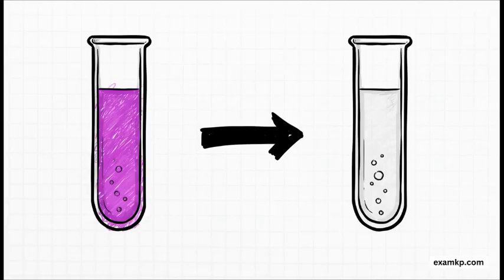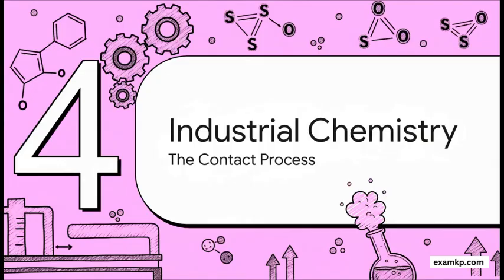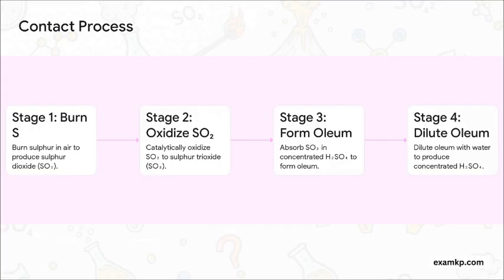Okay, let's switch gears a bit and talk industrial chemistry. We're about to tackle one of the most important industrial processes you will ever study for these exams, the contact process. This is how we make sulphuric acid, H2SO4. Pay close attention here because I can pretty much guarantee you will see a question on this.